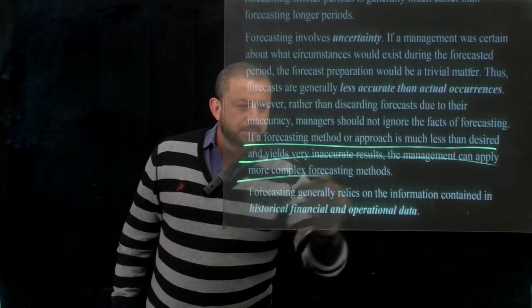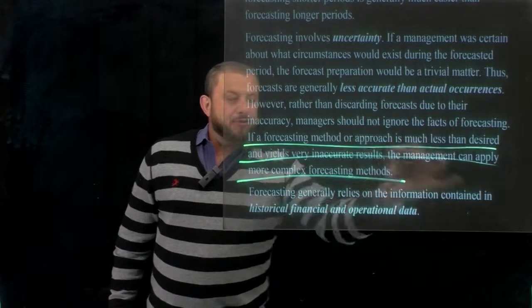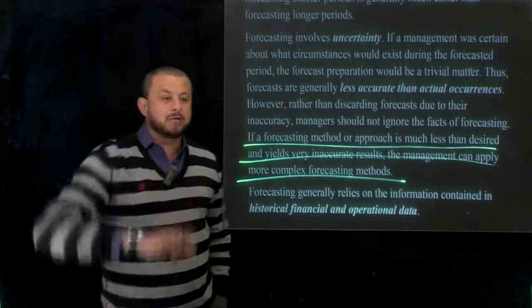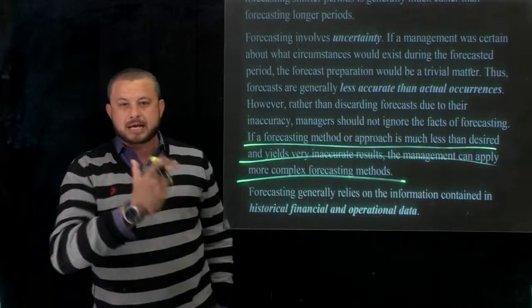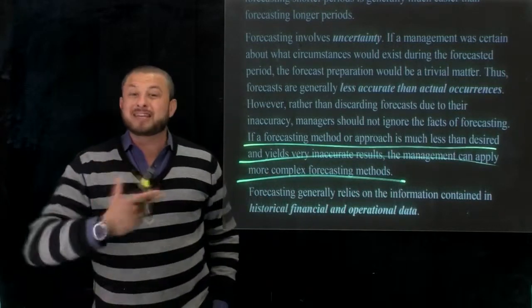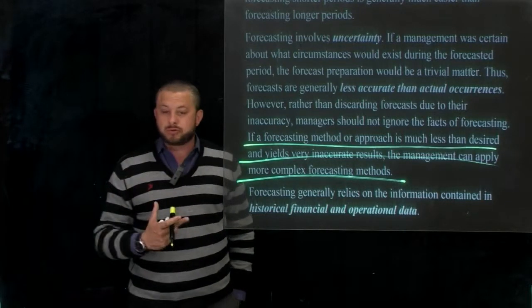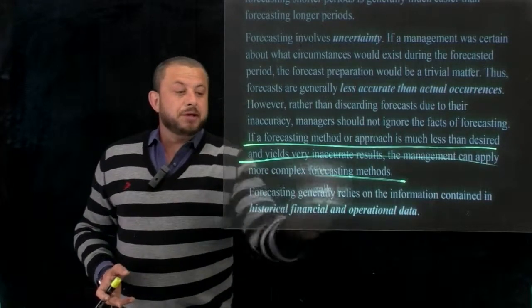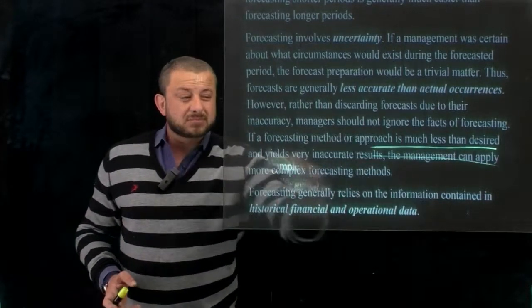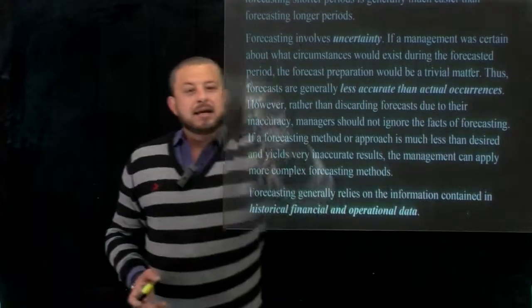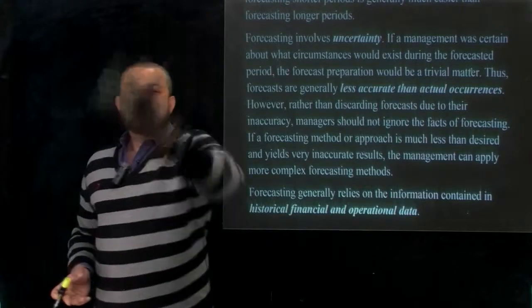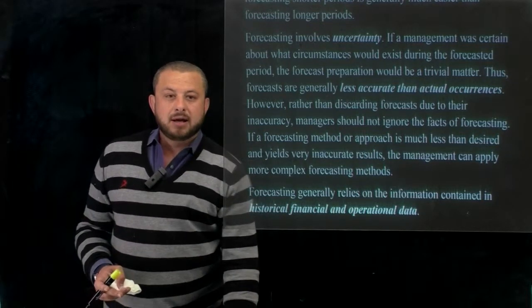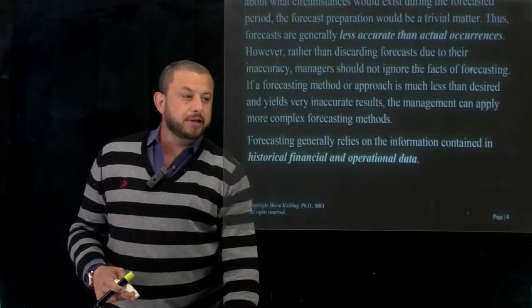That's important right here. If a forecasting method or approach is much less than desired and yields very inaccurate results, or if your forecast is so far away from the actual outcome, you might want to change something in your forecasting assumptions. You might want to be more realistic, maybe more conservative, and of course it depends on the type of hospitality establishment you're managing, location, demand, consumer traffic, and a whole bunch of stuff. But again, if you are way off, your forecasting assumptions must be recreated to come up with robust forecasting outcomes. All right, guys?